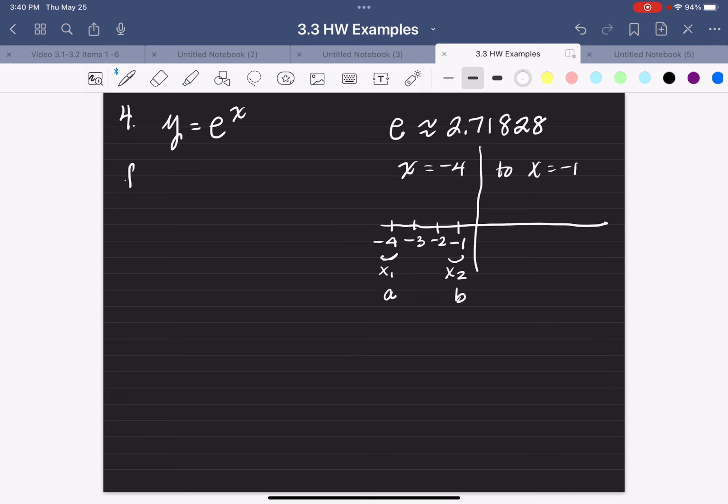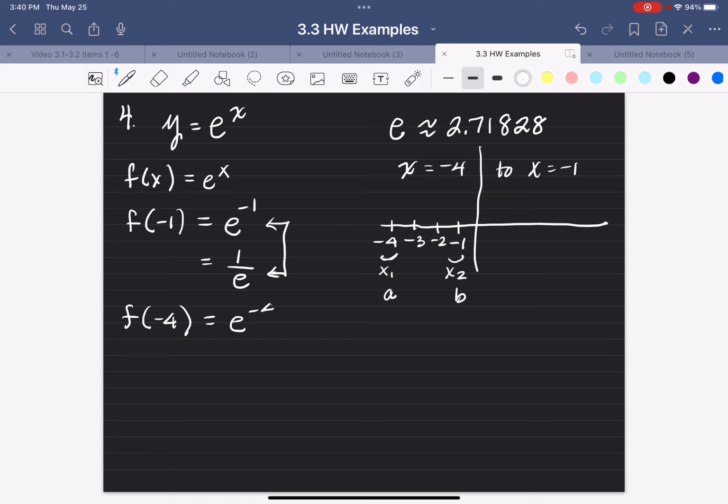So let's write this. f of x equals e to the x. So I need to do f of -1. That's going to be e to the -1, which is also 1 over e. But you can do either one of these on your calculator. f of -4 would be e to the -4, and again, negative exponent, 1 over e to the 4th.